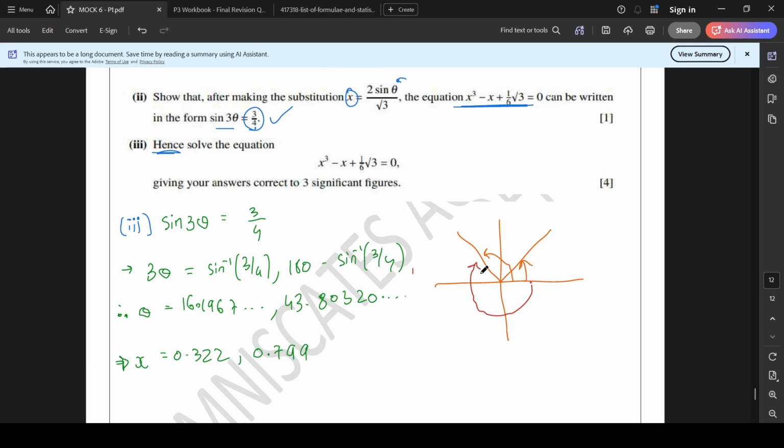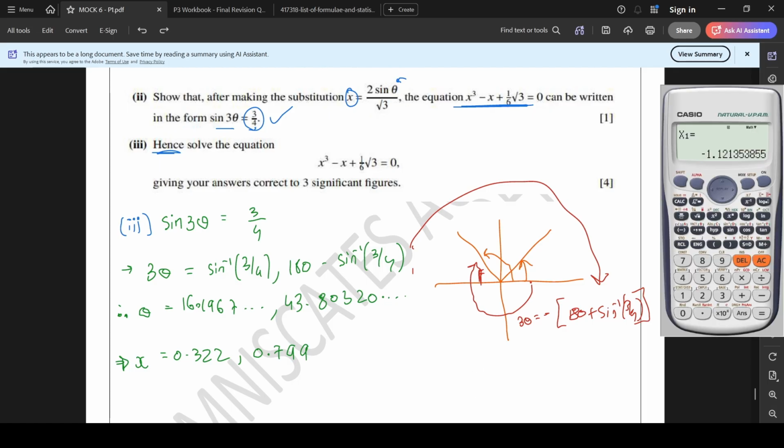What is this angle? This angle is going to become 3 theta is equal to minus of 180 plus sine inverse of 3 by 4. I know that this angle is sine inverse of 3 by 4, so 180 plus sine inverse of 3 by 4. And because I'm going in the clockwise direction, there is a negative value. So this is my third value of 3 theta. From here, I can find the value of theta as 1 by 3 of this value. And of course, once I get this value of theta, I can put it into this equation and let's see if it's going to work.